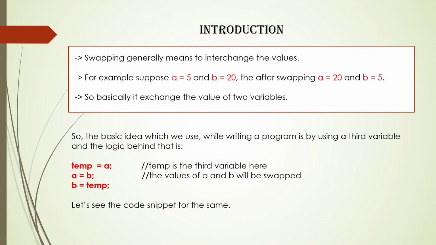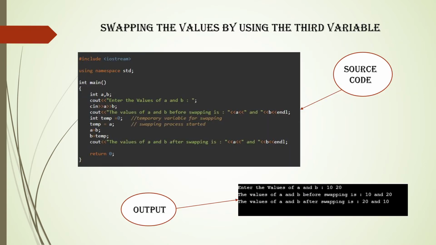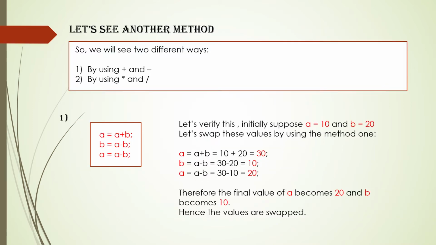Let's see the sample program for the same. So in this program, swapping two values by using a third variable, exactly the same as explained earlier, taking two values from the user and first displaying the exact two values that have been entered by the user, and then the swapped values. See the output part here. So now the exciting moment. This was the very simple approach. Let's see the two different approaches.